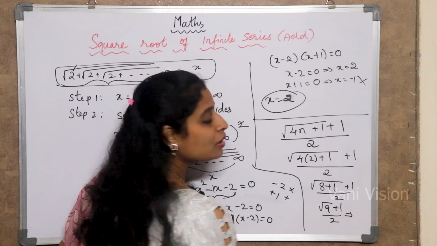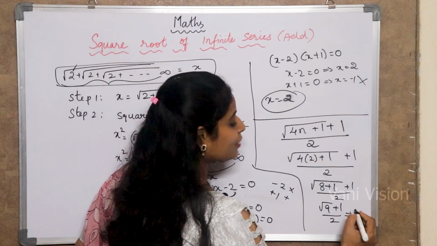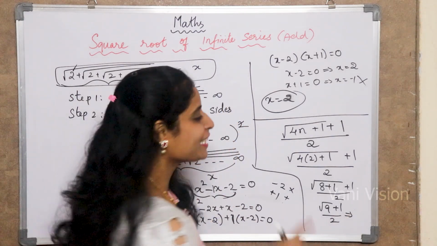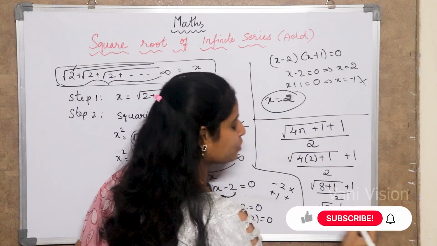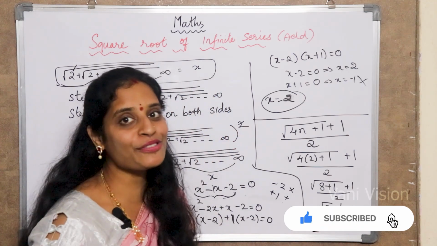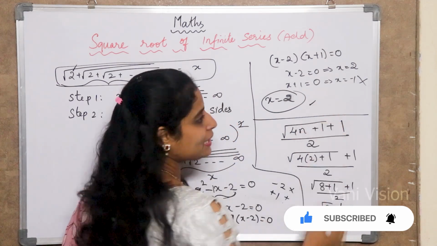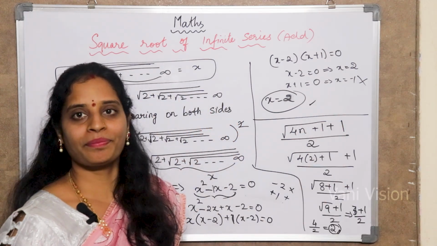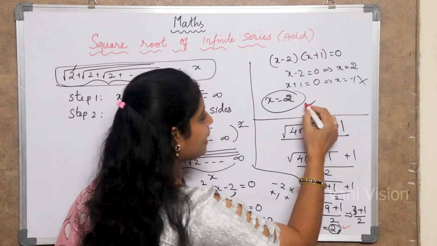Root of 9 is how much? 3, right? Root of 9 is 3 plus 1 by 2. That is 4 by 2. Now 4 by 2 means what? 2. So, the answer is the same, right? Here the answer is the same.